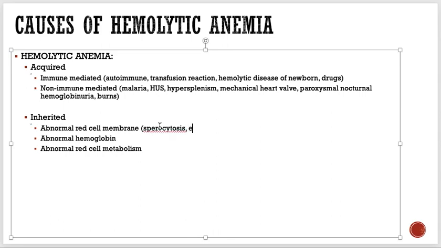Or the RBC shape could be elliptocytes. So if you know what a sphere shape is, you know what elliptocytes are, right? Or elliptocytosis, where there are more cells which look like an ellipse. Abnormal hemoglobin, guys, a very common example is thalassemia. Okay, of course, very, very common. Or sickle cell disease, very common in Mediterranean people.